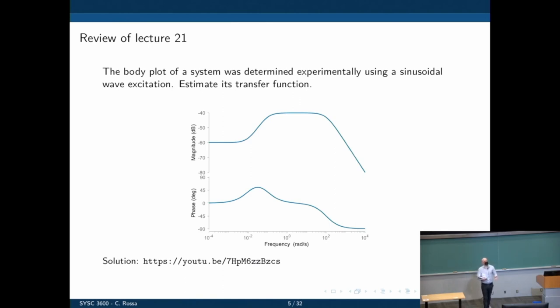Based on this Bode plot, can you identify the presence of poles and zeros, for example? Do we know if there are any poles or zeros in this system? And where are they?